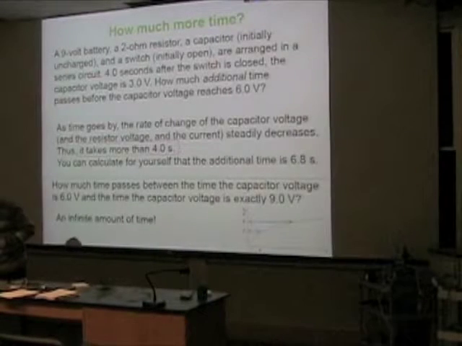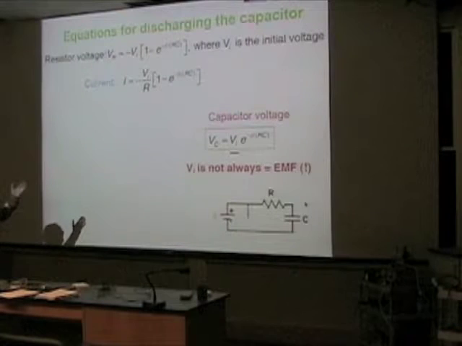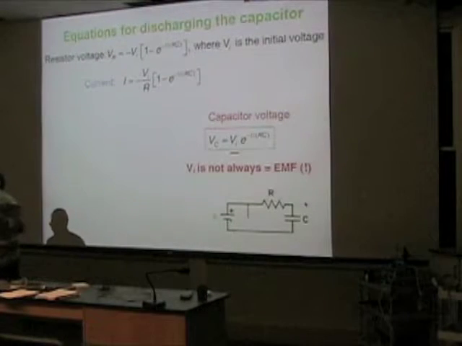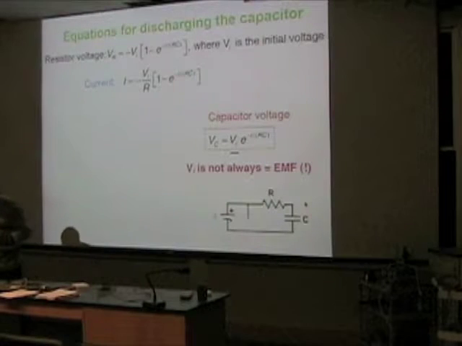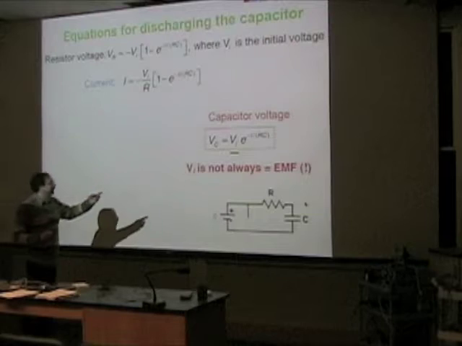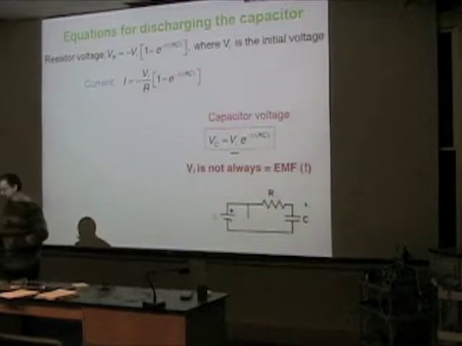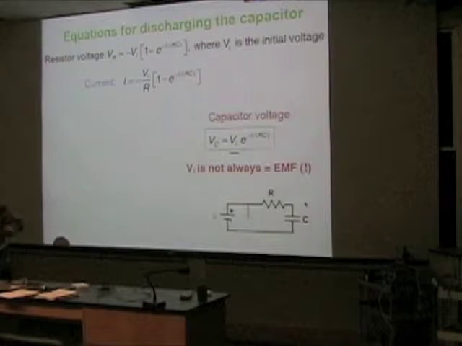Well, now if we want to discharge a capacitor, we just have to use, again, a different equation. At initial time, when t equals 0, the initial voltage is supposed to be equal to the maximum voltage, and then it gradually changes.